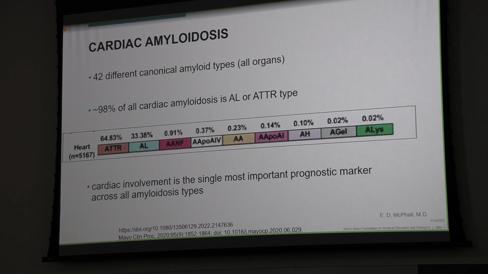And then I think, as has already been mentioned, cardiac involvement is the single most important prognostic marker across all amyloid types. So although other organs may be involved and may have some symptoms, the heart is really where the money is for prognosis and outcome.